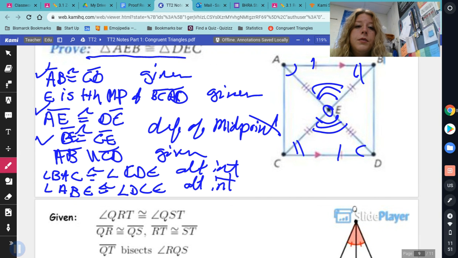So rewrite the proof statement. Triangle AEB is congruent to triangle DEC, and the reason is definition of congruent triangles. Okay, that's as far as we got in class today.